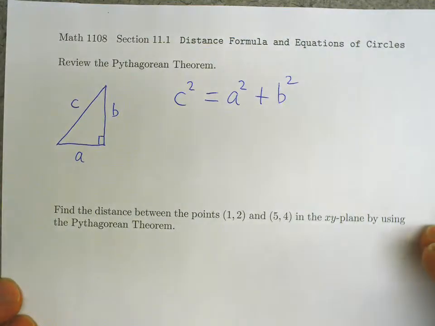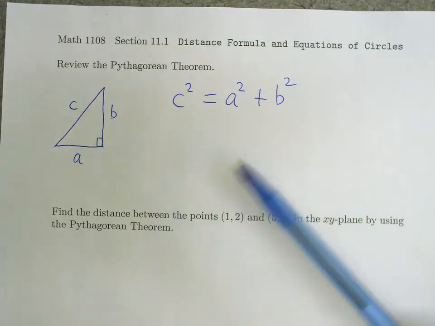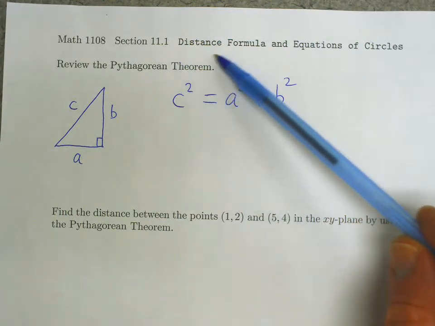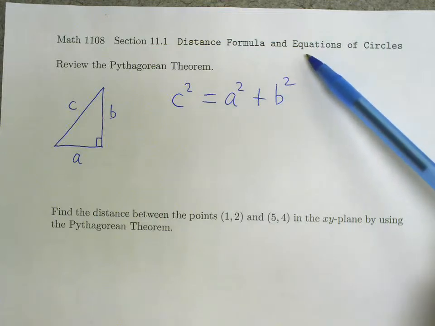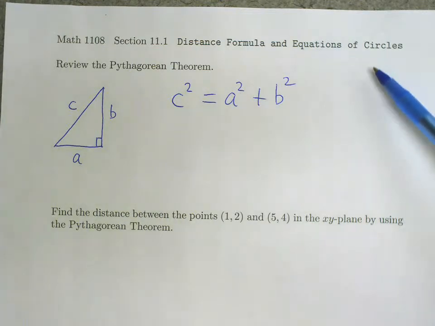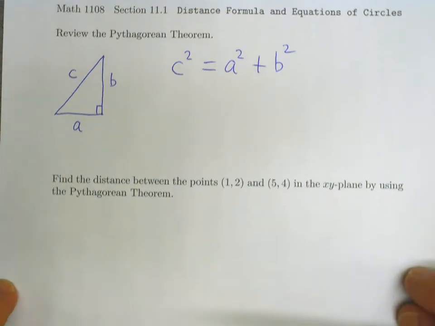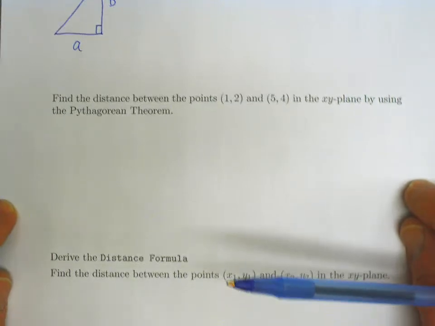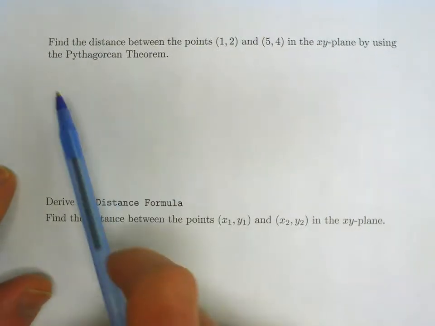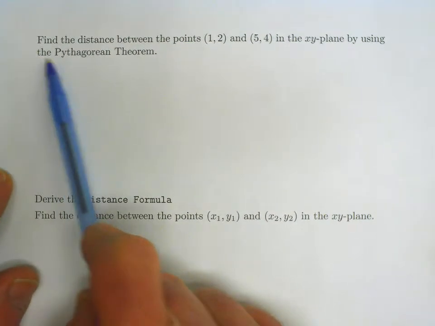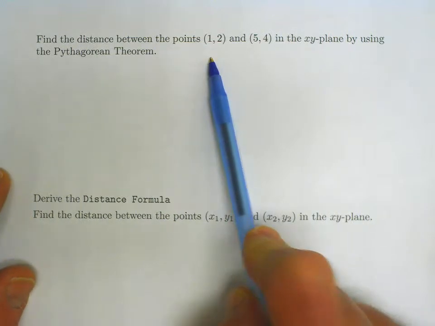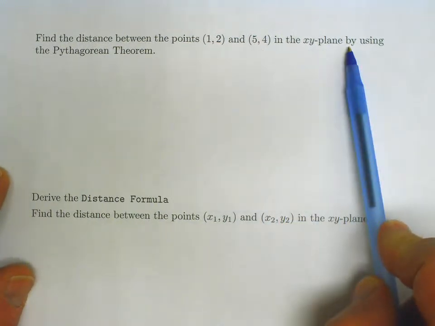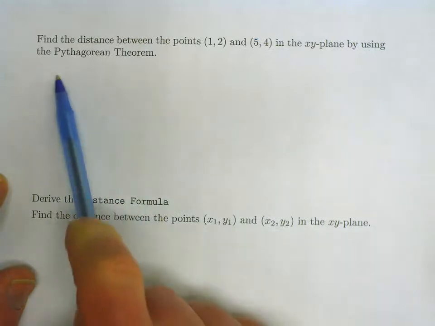The Pythagorean theorem can be used to derive the distance formula, and it can also be used to derive the standard equation of a circle. First, we'll start with distance. So in this example, it says find the distance between the points (1, 2) and (5, 4) in the xy plane by using the Pythagorean theorem.